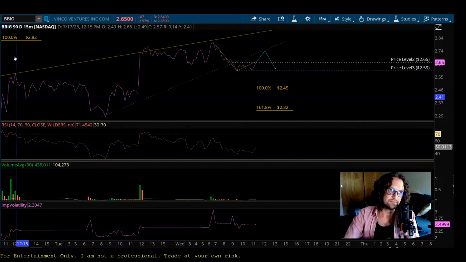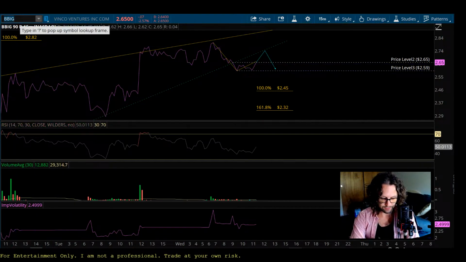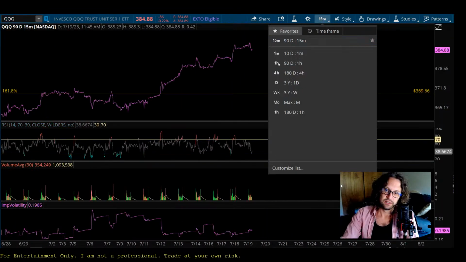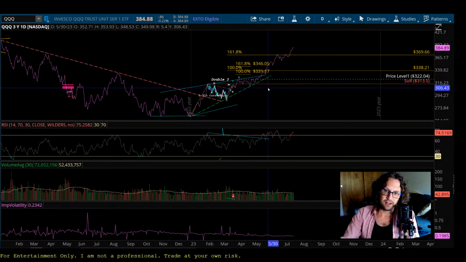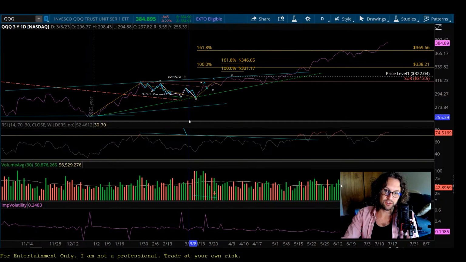Okay, BBIG. Let's go look at QQQ. I wanted to talk about QQQ. Let's see, because if you're a longtime follower, I was very bearish for a while. And when we passed 313, I had to put down these other bullish targets, because all of a sudden it just didn't make sense to be bearish anymore, right?